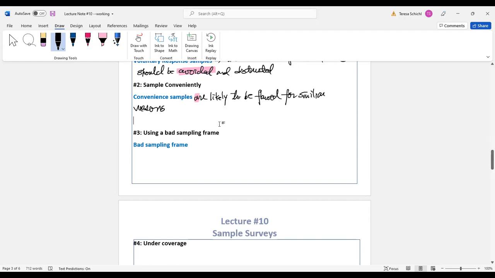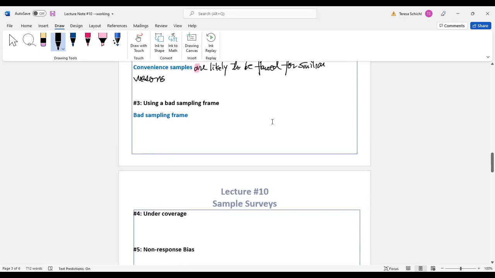Then the next one is using a bad sampling frame. A bad sampling frame can lead to samples that do not represent the population of interest.